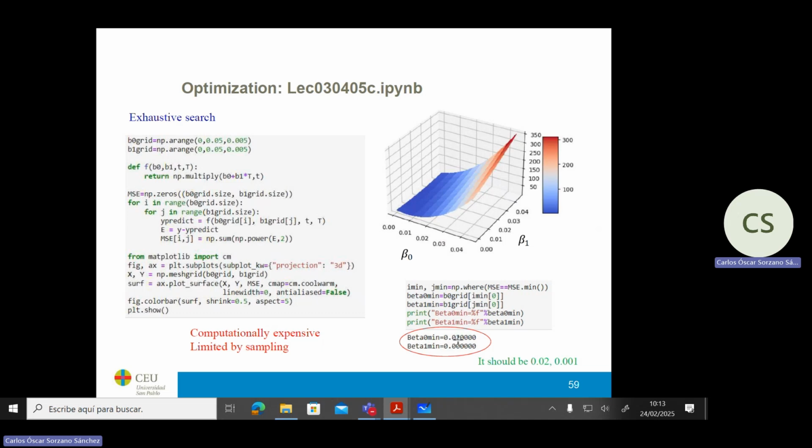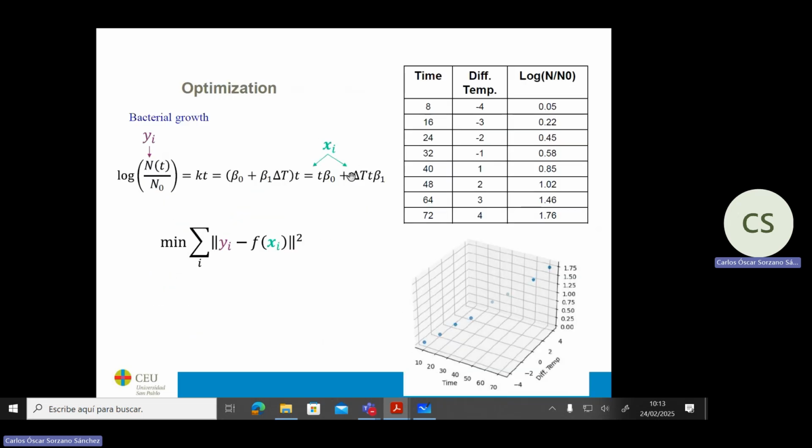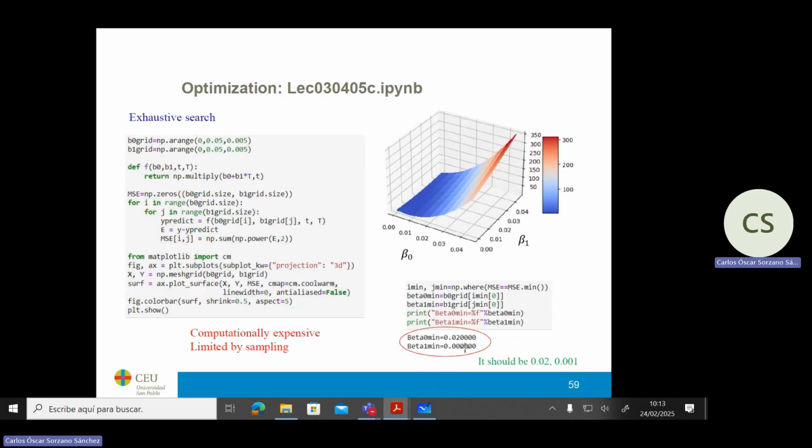So this 0.02 and 0. So the ground truth is 0.02, 0.001. So you see that your sampling was not good enough to discover this 0.001. Okay, so the ground truth, it depends. Beta 1 was the one on the difference in temperature. This data is simulated, and this is the ground truth. It depends a little bit on the difference in temperature, but according to your fitting, it seems that it does not depend.